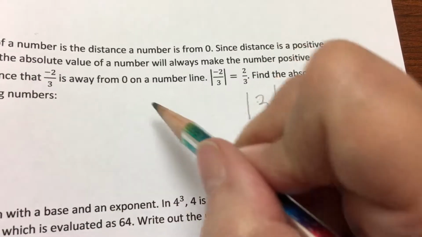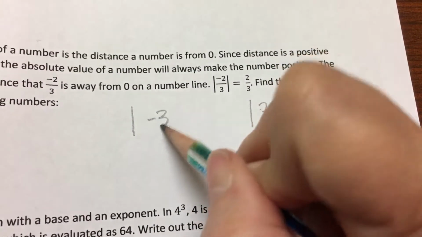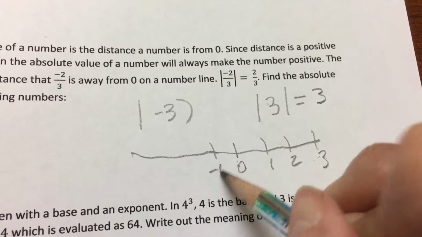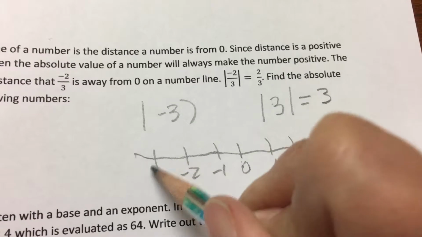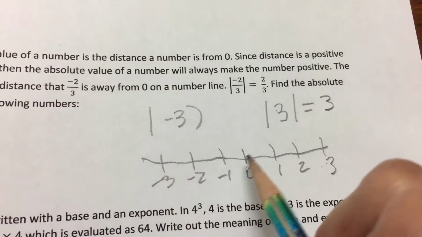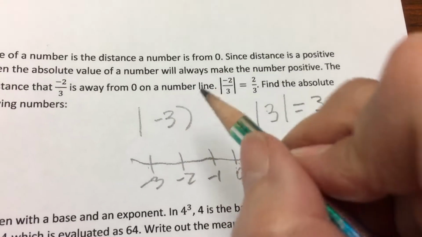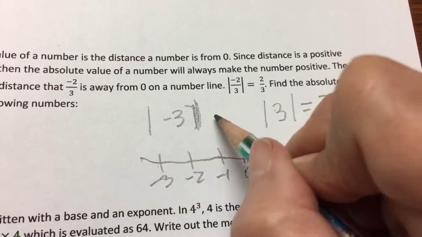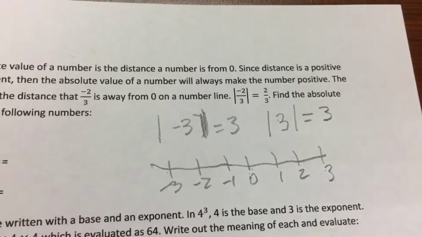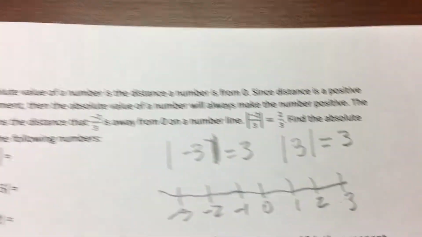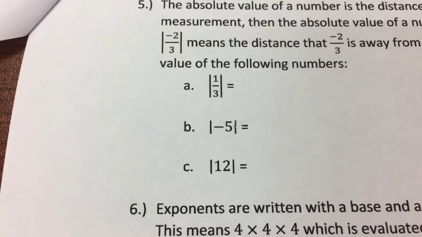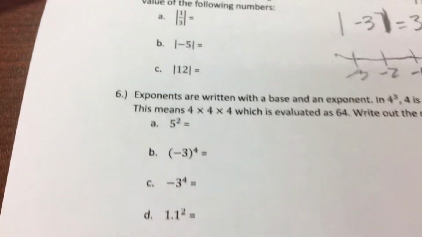But also, if I have the absolute value of negative 3, that'd be on this side. Notice that'd be -1, -2, -3. The distance from 0 to this point would also be 3. That's absolute value. That's also 3. So when you take the absolute value, it always makes your number positive. So they're going to ask you to take these numbers and just write out your absolute value.